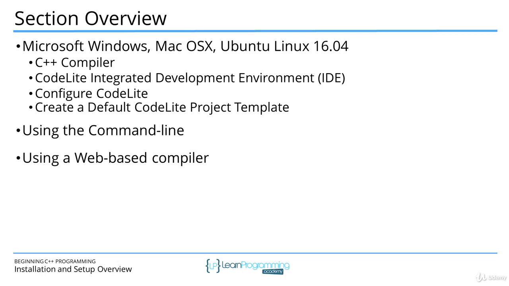The following section includes videos for installing the C++ compiler, the CodeLight IDE, and how to configure the CodeLight IDE for each specific operating system. Then we go over how to create a default CodeLight project template that you can use when you want to create a new C++ project. This makes it really easy to start new projects quickly since all the required settings will be ready to go.